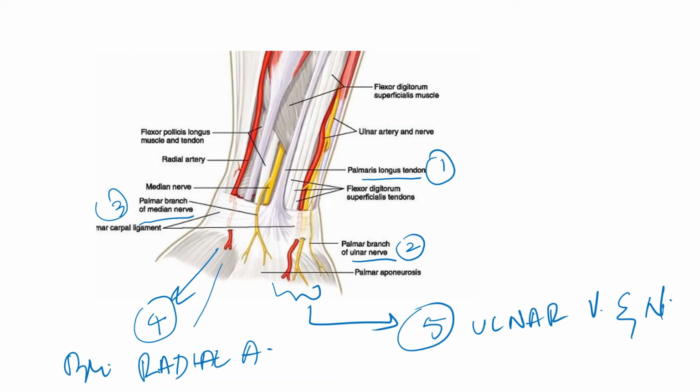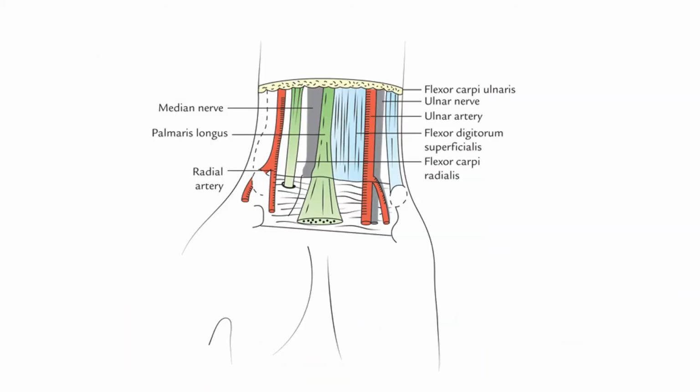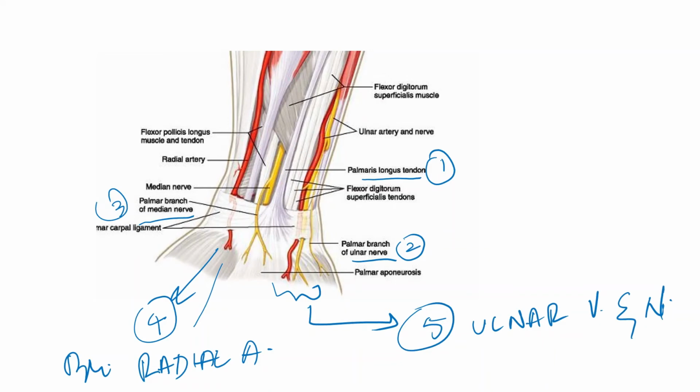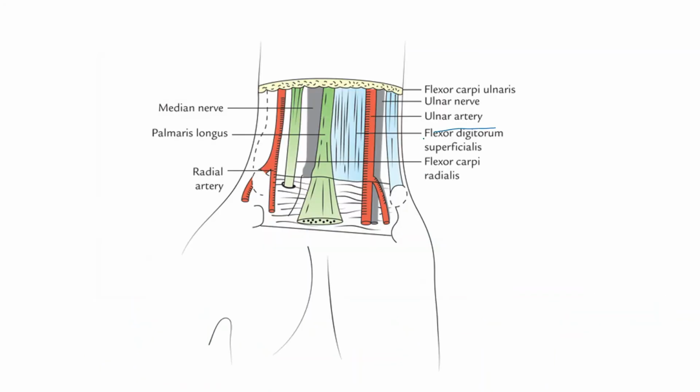Moving on to the structures which pass deep to the retinaculum. The structures deep to the retinaculum are all the long flexor tendons, that is the long flexor tendons of the flexor digitorum superficialis, the flexor carpi ulnaris. Other than the flexor carpi ulnaris and digitorum superficialis, we also see the long flexor tendon of flexor pollicis longus, along with it the flexor digitorum profundus.